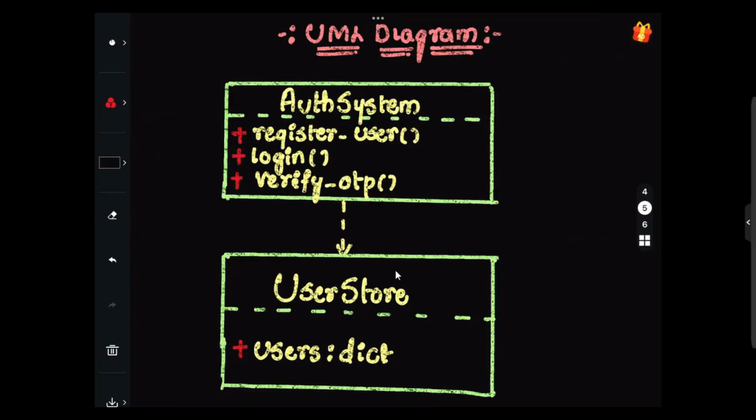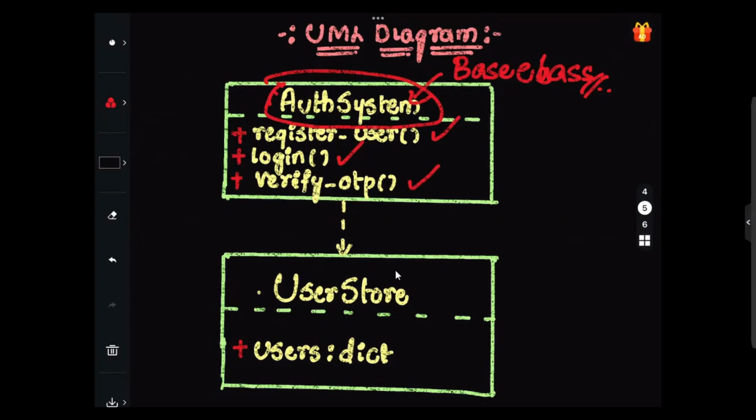Just have a look into it. First, the main class here would be the authentication system, or auth system. So this is the base class. We have to go with a multi-factor authentication system itself. So under the authentication system, we will be making use of three methods: one is register user, another one is login method, and the third method is verify OTP method.